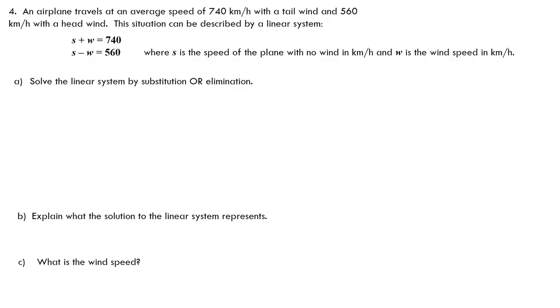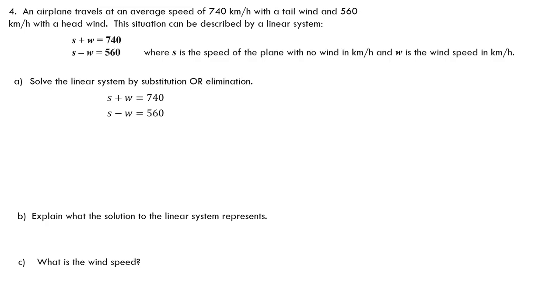An airplane travels at an average speed of 740 kilometers per hour with a tailwind and 560 kilometers an hour with a headwind. This situation can be described by a linear system. So, the speed plus the tailwind equals 740. The speed minus a headwind equals 560. So there's our two equations.